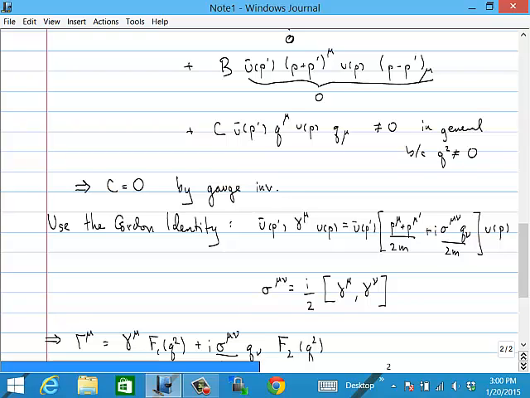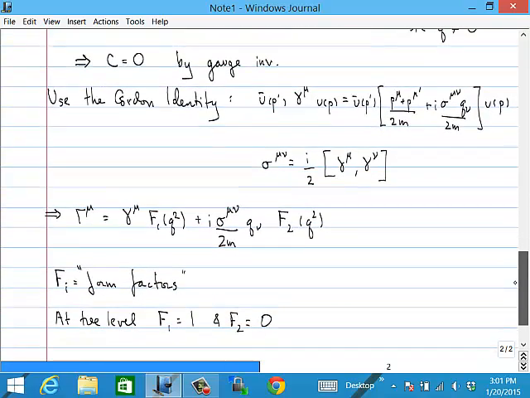Good question. Yes. So this point that I'm making about q squared being non-zero is only relevant if I'm considering not an external photon, but an internal photon. Good question. Other questions? Okay.